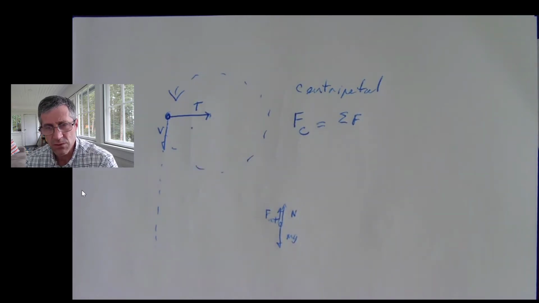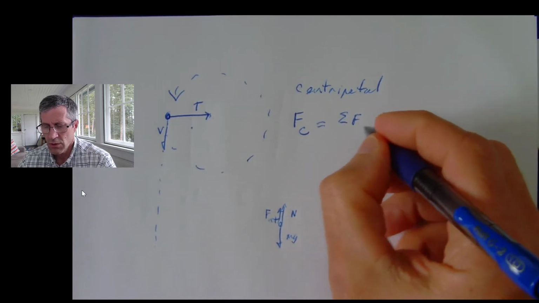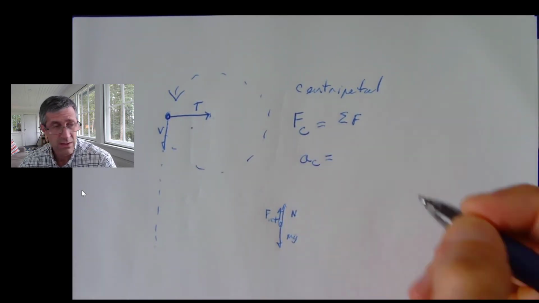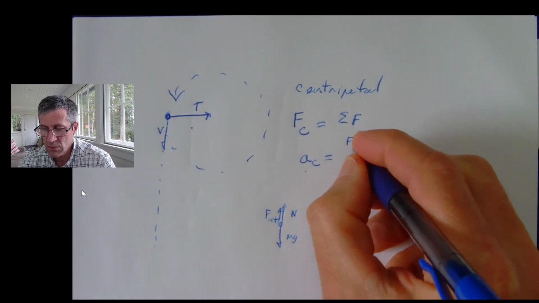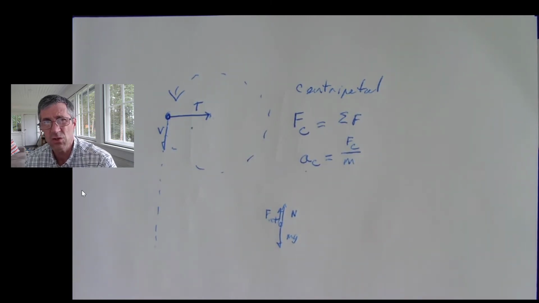But something physical has to be providing that, and the centripetal force is not a physical force. And I can write this also in terms of Newton's second law, right? So I can say my centripetal acceleration is going to be my centripetal force divided by the mass of that object. So what do we mean by centripetal acceleration?